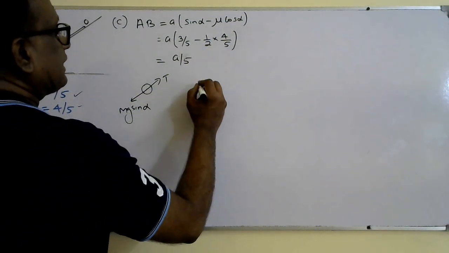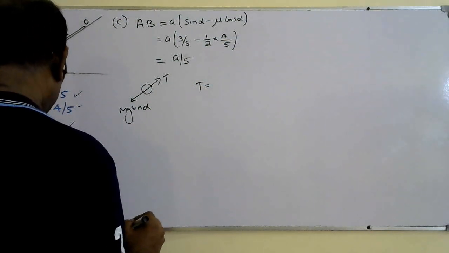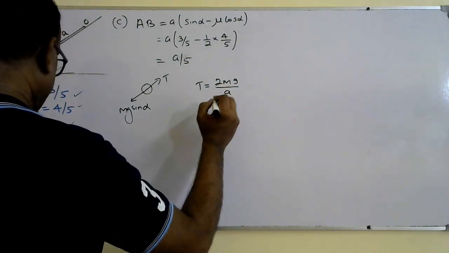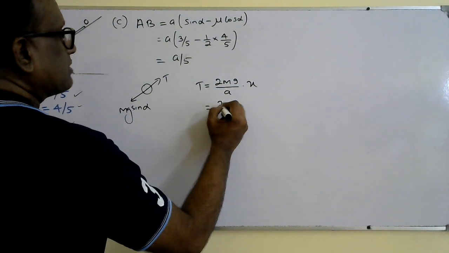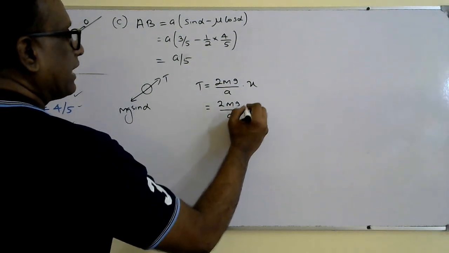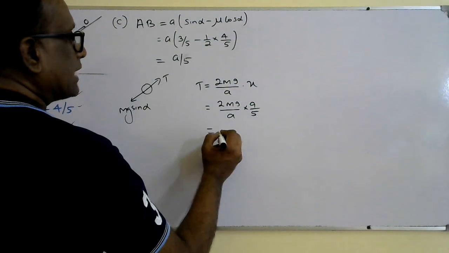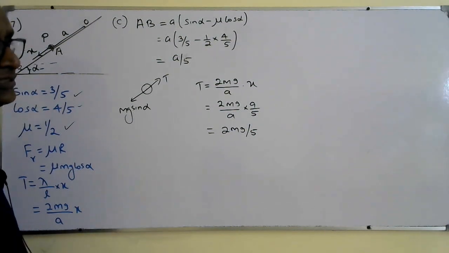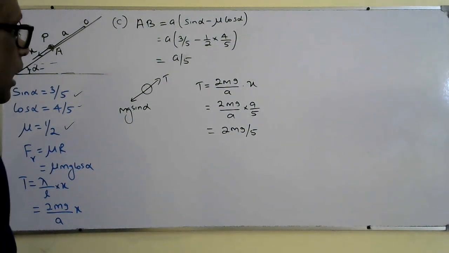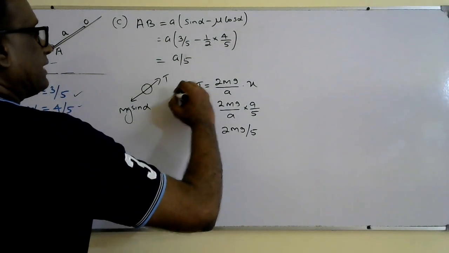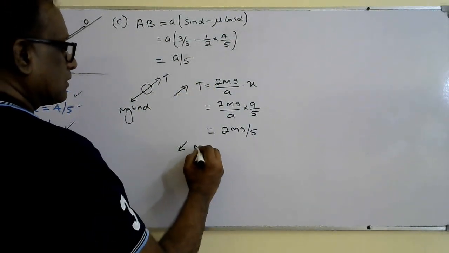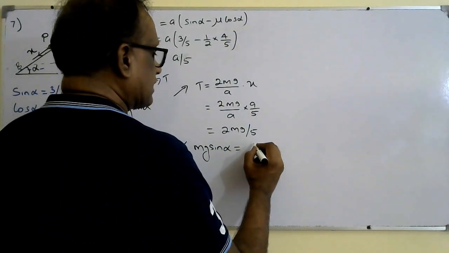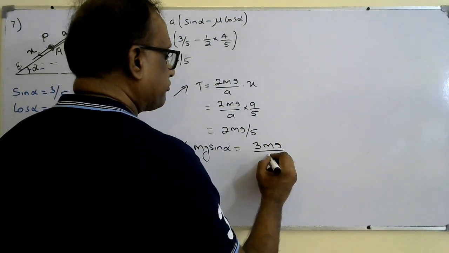Okay, we'll find the tension. Tension is given by lambda x over L, so that is 2 mg over A into x. X we know is A by 5, so 2 mg over A into A by 5. So that's going to be 2 mg over 5. That's the tension which is acting in the upward direction. The mg sine alpha is acting downward along the plane. Sine alpha we know is 3 by 5, so that is 3 mg by 5.